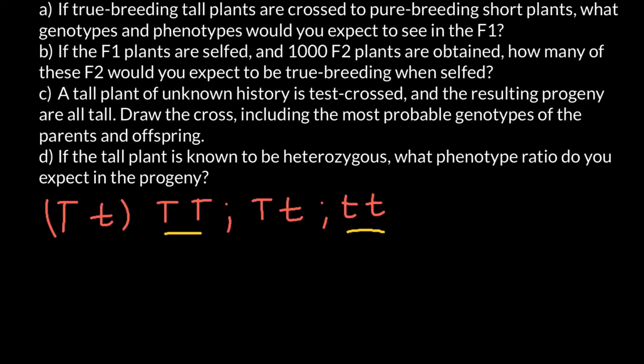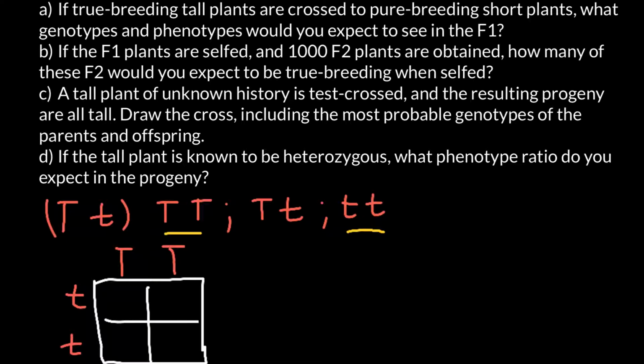According to our question A, the genotype of the true breeding tall plant is capital T, capital T. We cross it with a true breeding small plant, whose genotype is also known: small t, small t. Now if we build a Punnett square, we can see the result of such a cross.